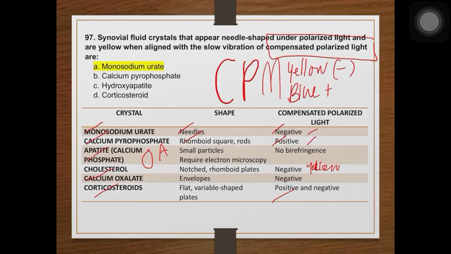Ang tanong po dito, needle-shaped crystal, yellow, with a compensated polarizing microscope, an indication of negative birefringence. Monosodium urate or uric acid. Correct answer number 97, letter E.